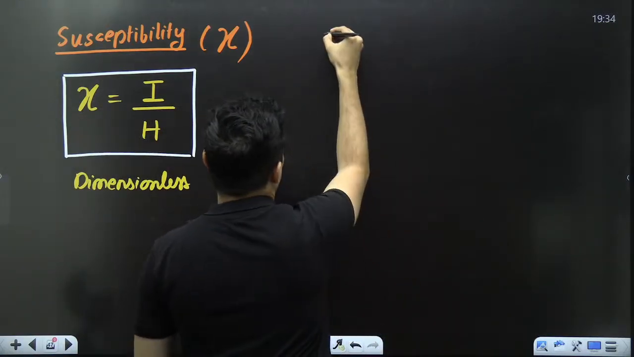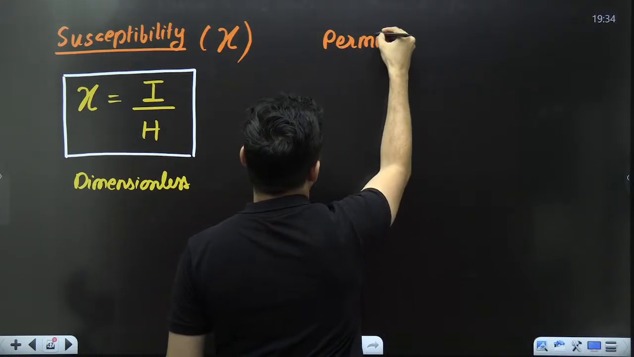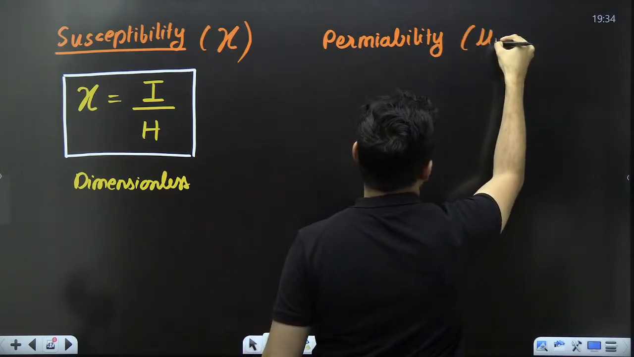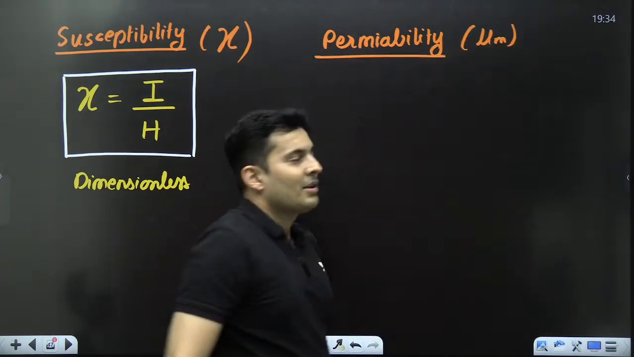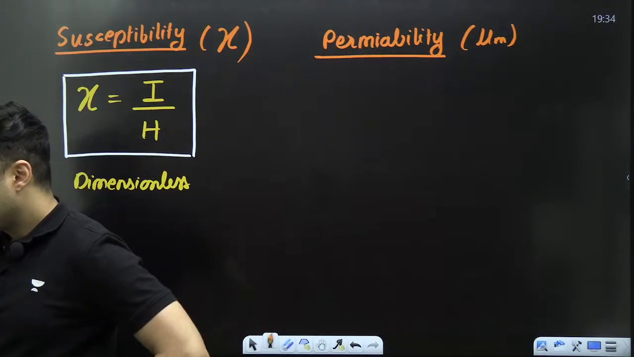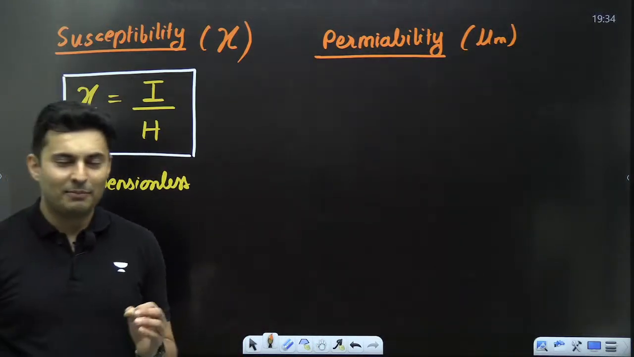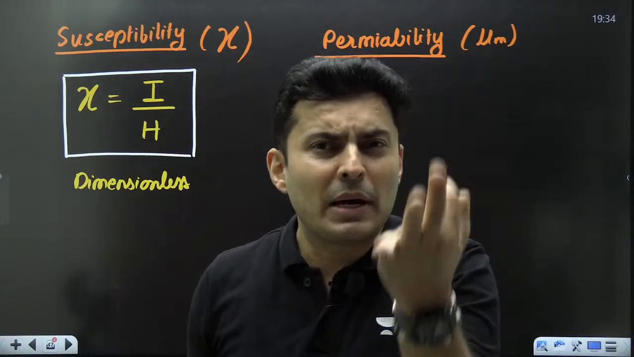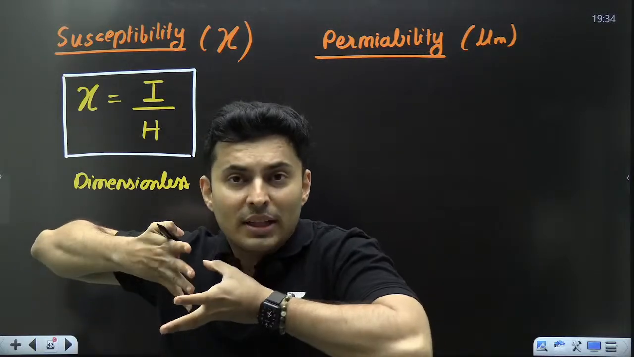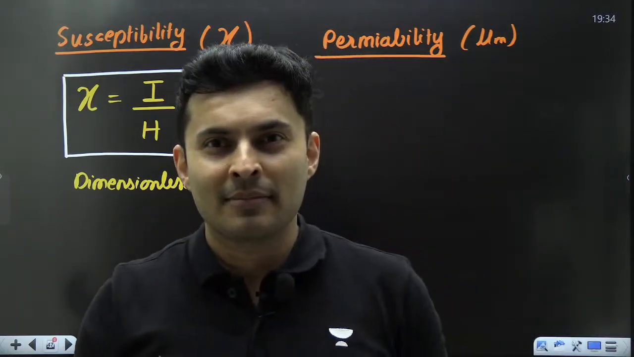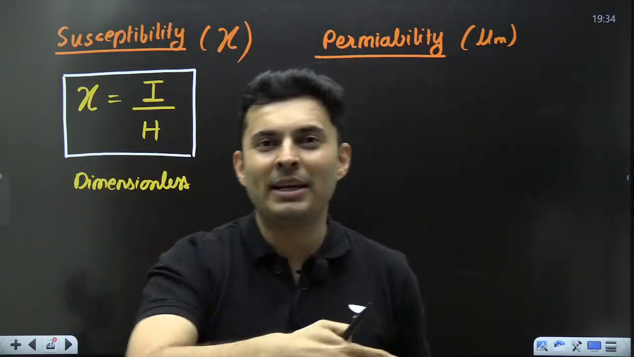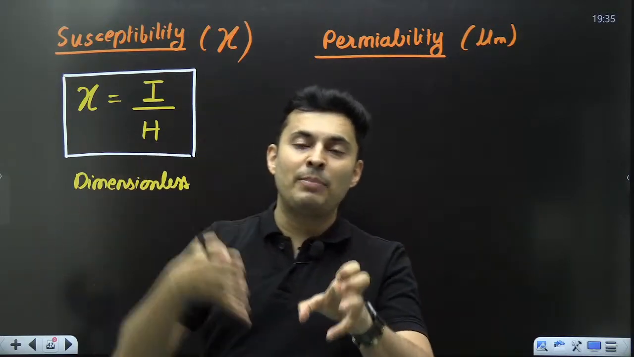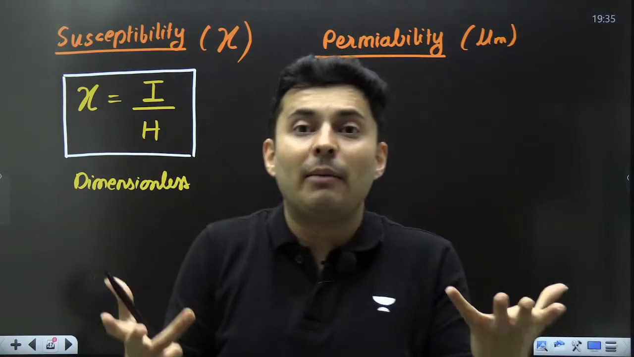The next is permeability. Permeability of the medium, which is mu subscript m. Remember permittivity, what was the symbol? Permittivity was epsilon. Permeability is mu. Just like permittivity told me how much the field will be permitted in the medium, because the moment the medium changes, the field will change. Permeability is how much the field lines can penetrate. How permeable it is.